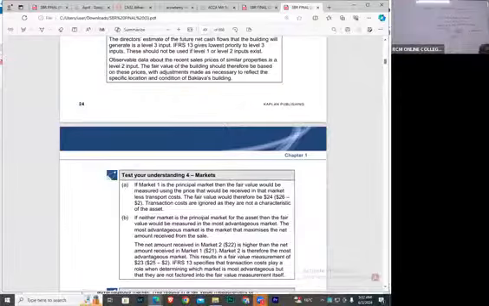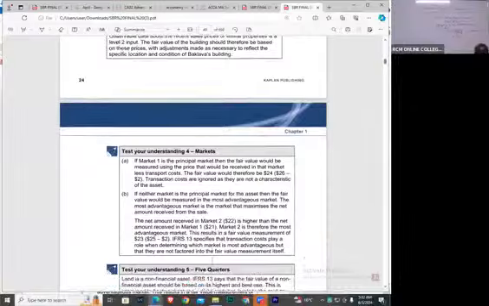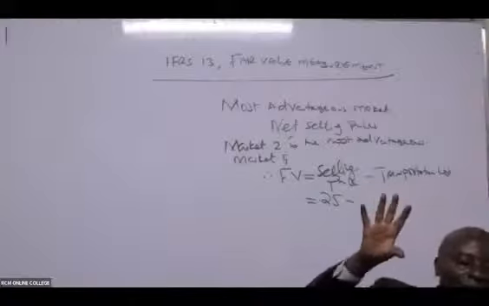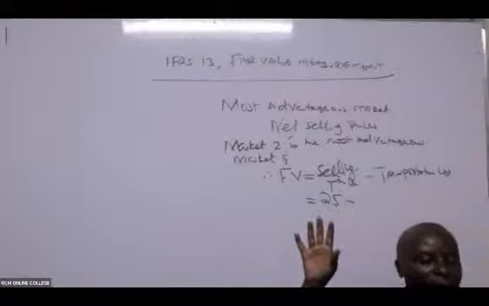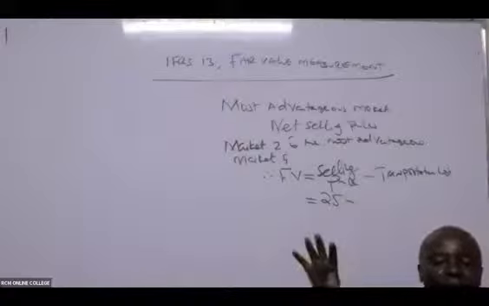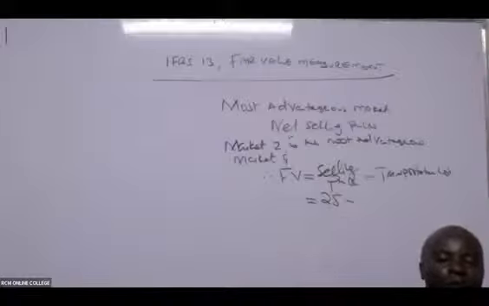IFRS 13 specifies that transaction costs play a role when determining which market is most advantageous, but they are not factored into the fair value measurement itself. Remember, mine is basically a high level for you to understand what is expected of us in the standard. Otherwise, when we come to revise, we shall look at a past paper question and we'll see that these guys normally steal questions from ACCA.